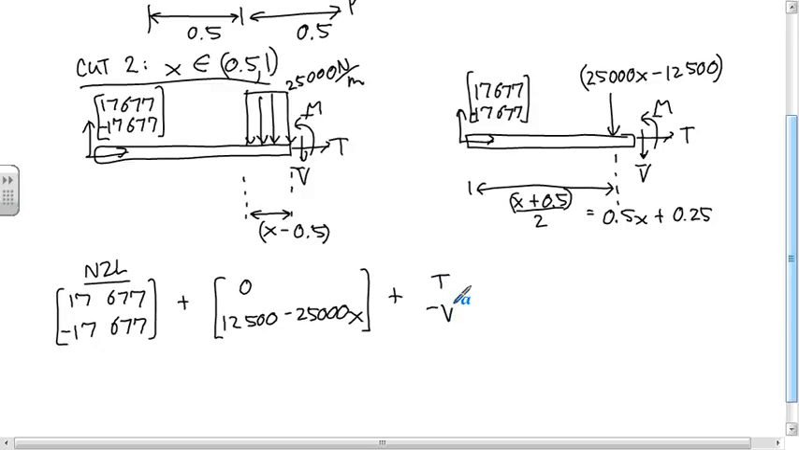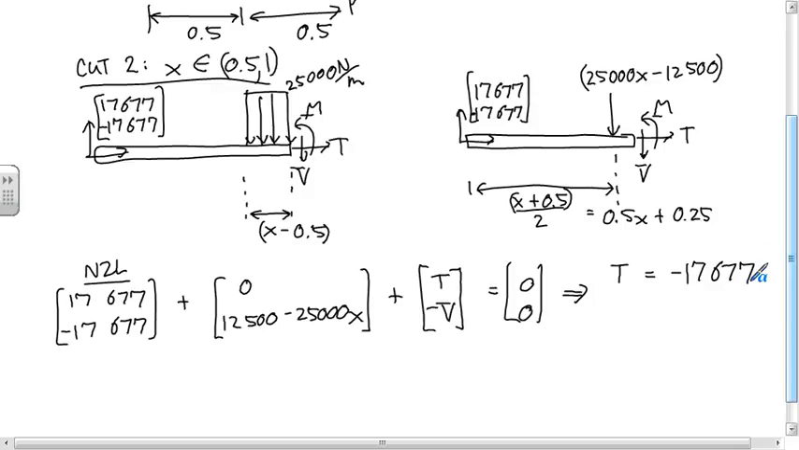Then you have t, negative v, is equal to 0. So t is equal to negative 17,677, and v is equal to negative 5,177 minus 25,000 x.